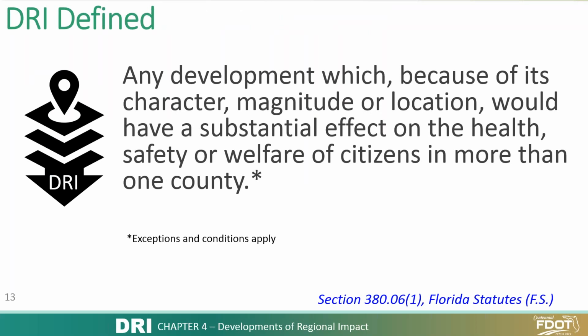Now, what is a DRI? As I mentioned, DRIs are developments of regional impact. On the slide you see before you, we have the definition from statute, saying that any development which, because of its character, magnitude, or location, would have substantial effect on the health, safety, or welfare of citizens in more than one county. Now you'll notice that there's an asterisk there that says exceptions and conditions may apply, and I'm going to get to that asterisk momentarily. The DRI program, when it was established, provides a process to identify regional impacts stemming from large developments and appropriate provisions to mitigate for those impacts.